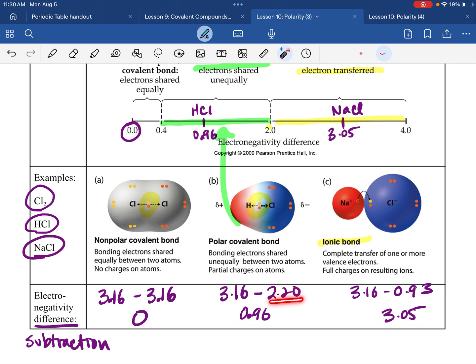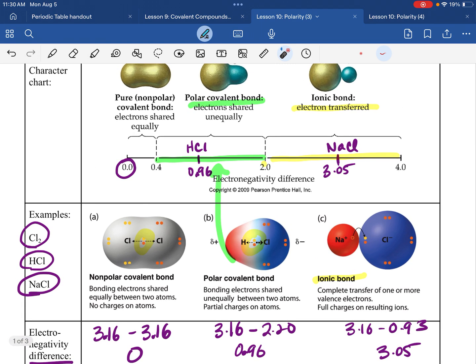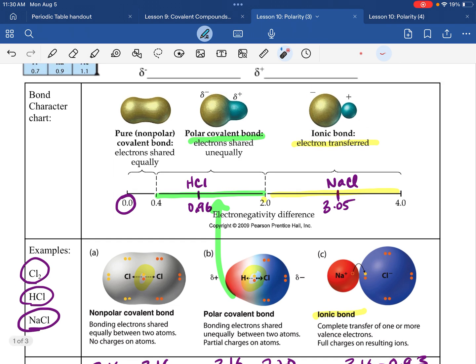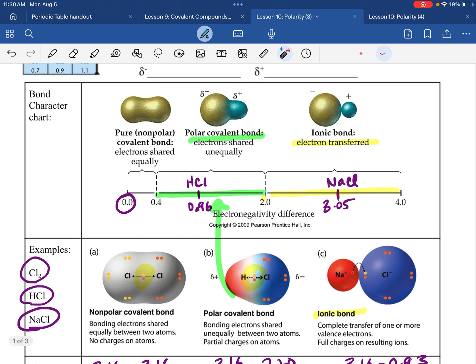But chlorine has the bigger electronegativity value than hydrogen. Chlorine wants it more. Chlorine can pull harder on that electron. So those two electrons that they're sharing are going to spend more time near chlorine than the hydrogen nucleus. And that's why we have this asymmetrical shape of the electron cloud. The electrons are spending more time over here by chlorine because it attracts them more.